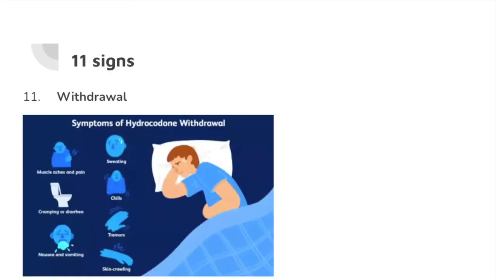The 11th and probably the most important sign is symptoms of opioid withdrawal. The suffering man here is experiencing muscle aches, sweating, chills, tremors, nausea, vomiting, diarrhea, and because the symptoms are so severe, it creates significant motivation for him to continue using opioids to prevent withdrawal. This person is suffering from all of this, and the chances are very high that he's going to get up and start using again.